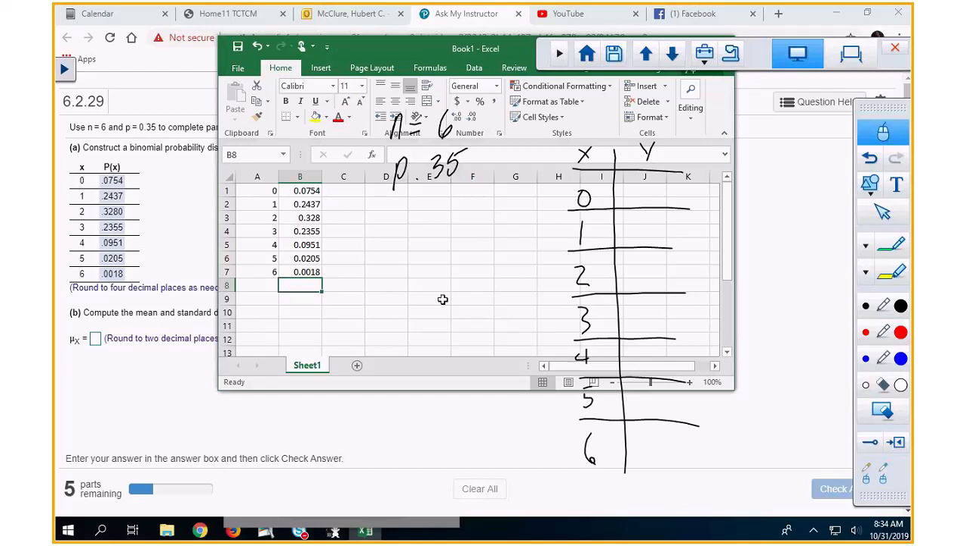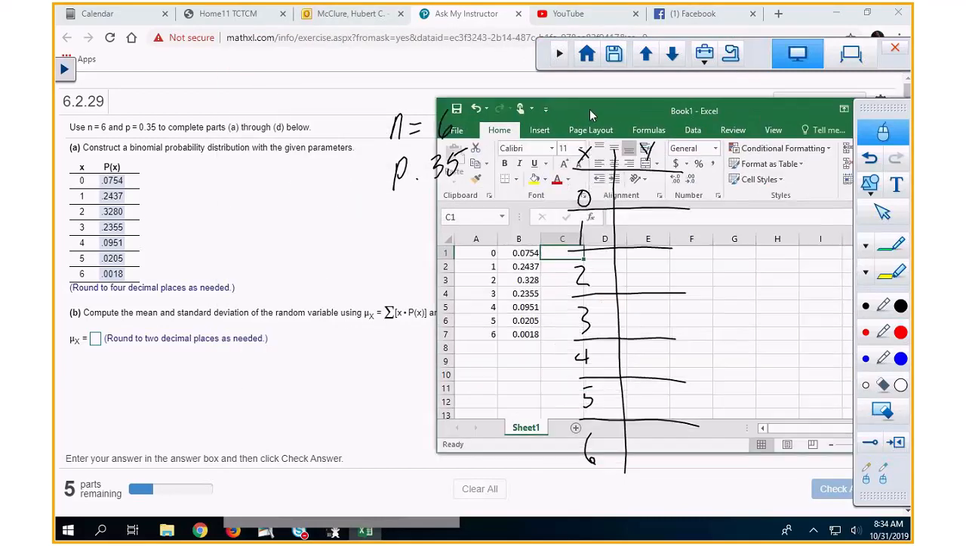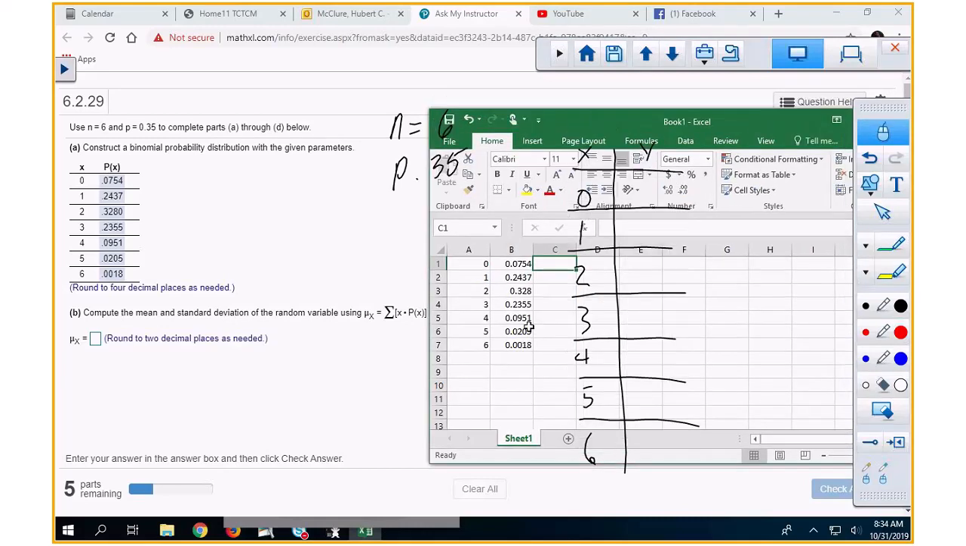Okay, so what do you do first? What does your formula for the mean say? Sum of all the X times what? Probability. Okay, so we're going to multiply these two together and add them up. So equals this times this. And copy that down. And then add what? Add them all up.